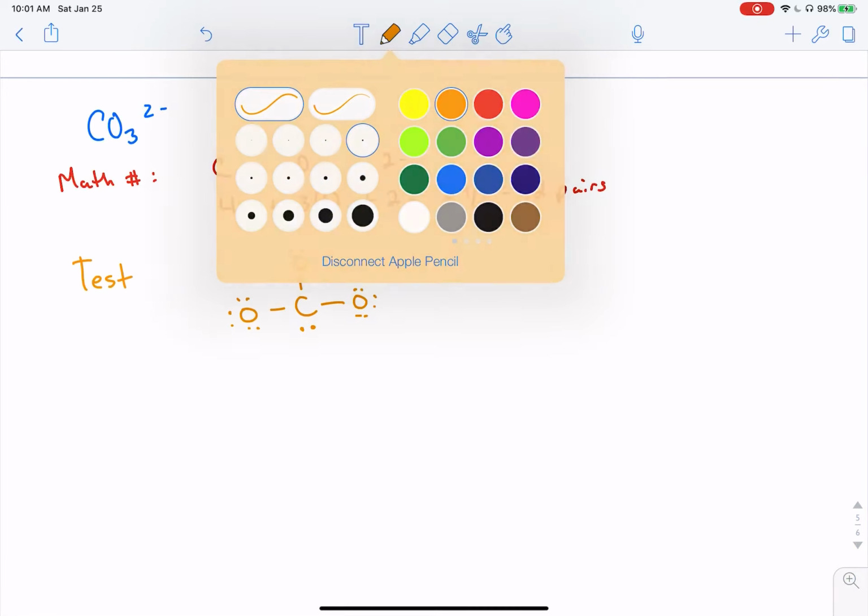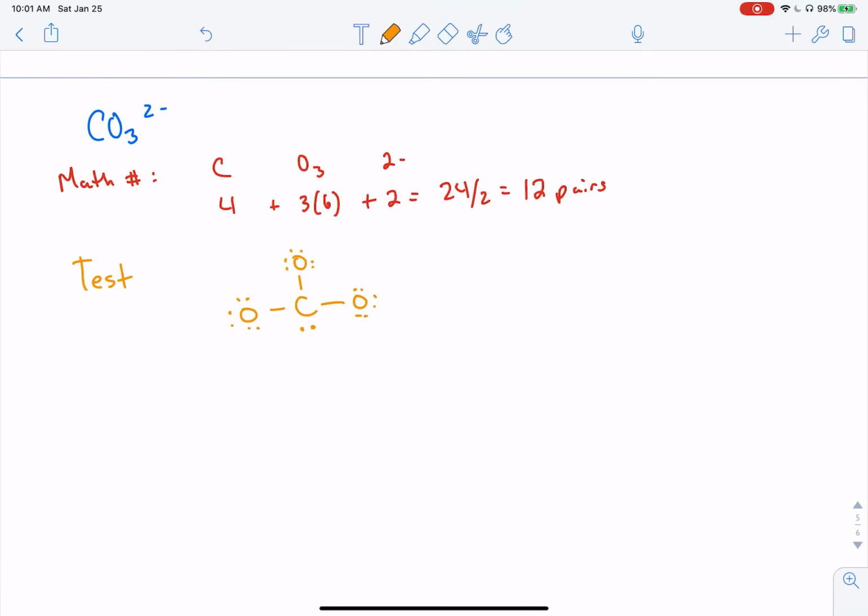Okay. So how many pairs are on this structure? 13. So that means you have to replace 2 lone pairs with 1 bond. Make sure you understand, you're replacing 2 lone pairs with 1 bond. That's what you're doing here. You're not just adding a bond on here. You're replacing 2 of these lone pairs with a bond so that everything's still happy, everything's still complete.